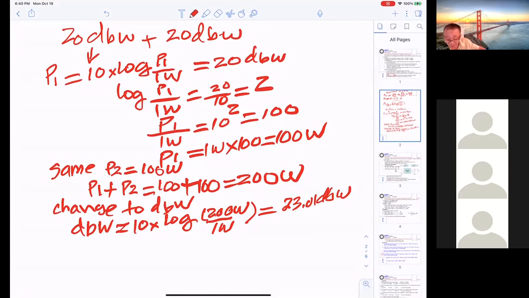You see, this is a process that will also be applied for dBm or dB volt. The thing is you cannot add dB watt to dB watt. You cannot add dB volt to dB volt or dBm to dBm. You must follow this process in order to add them.